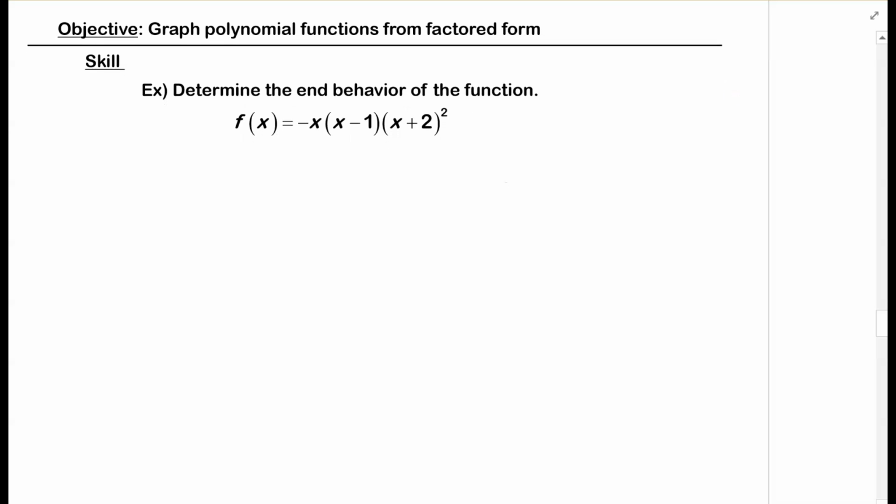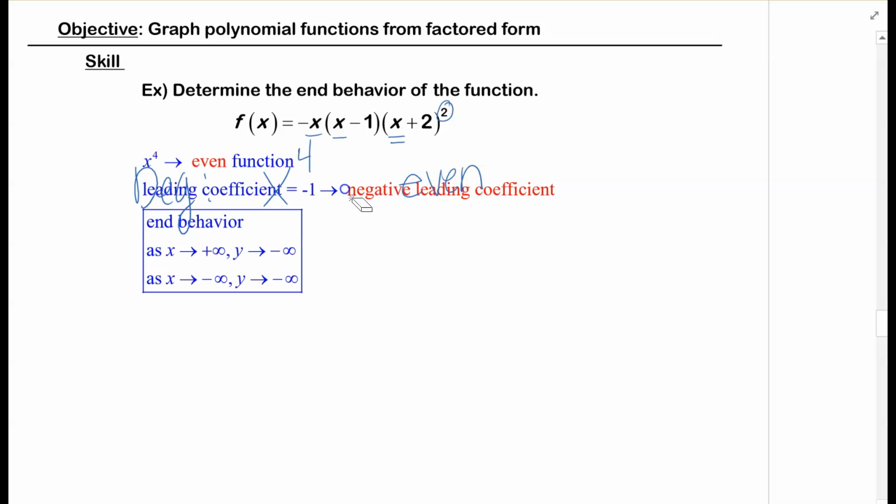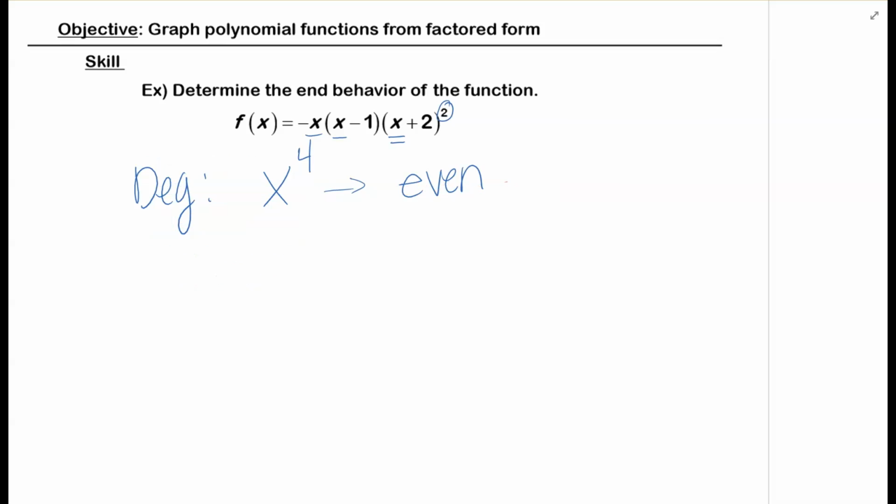Next example. Same thing. First determine the degree. So my degree here is going to be x to the what power? I have 1 x here. I have a second one, and then my squared tells me I have 2 right here. So that's 1, 2, 3, 4 x's, and x to the fourth is actually even because 4 is even, which tells me then even is the same end behavior.